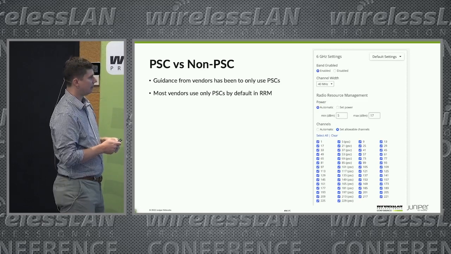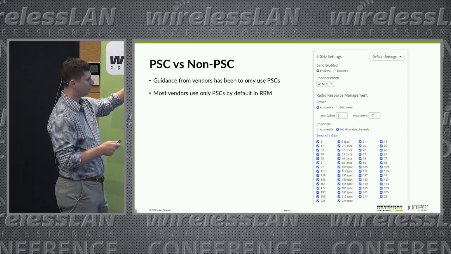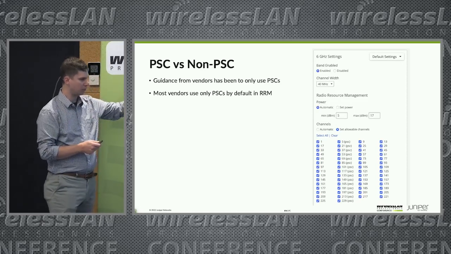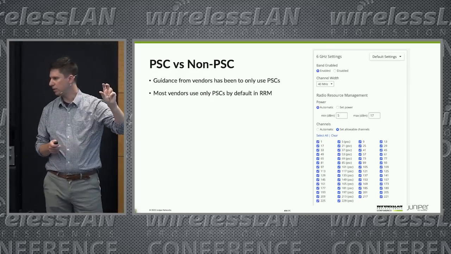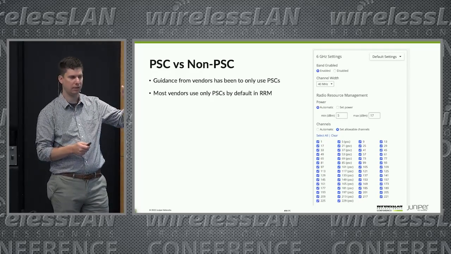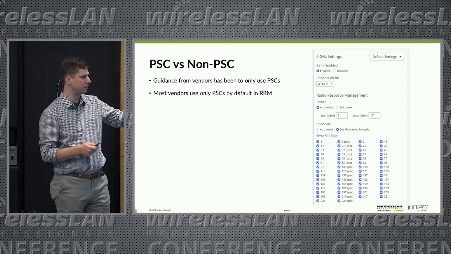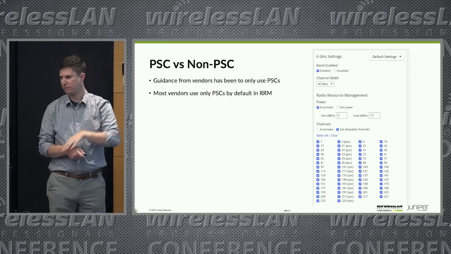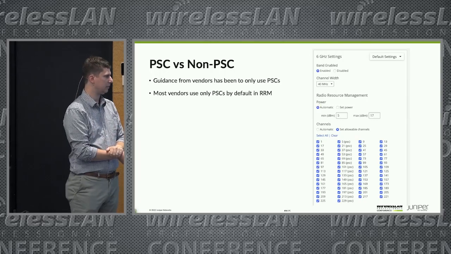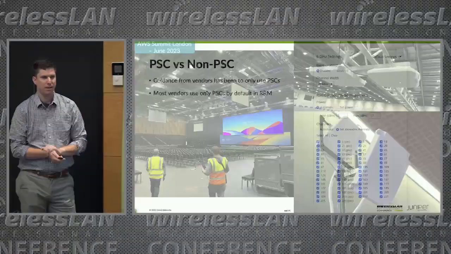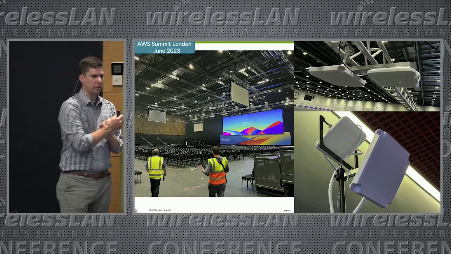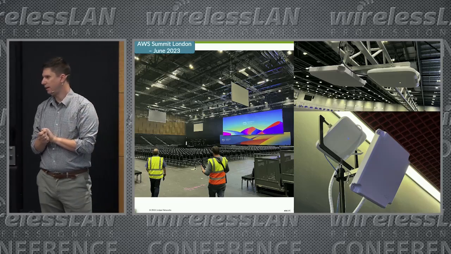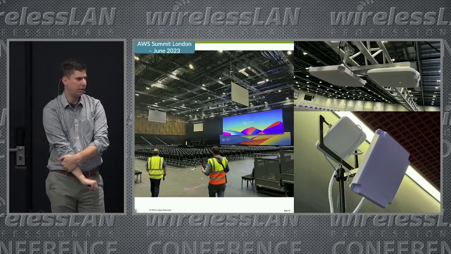So to set the context, usually I think most guys can do. You can actually use non-PSCs, but you may have to configure that. The default is to use PSCs, and in Mist, you just enable all the channels by default. RRM uses the PSCs. So in June in the UK, we did an event with AWS.